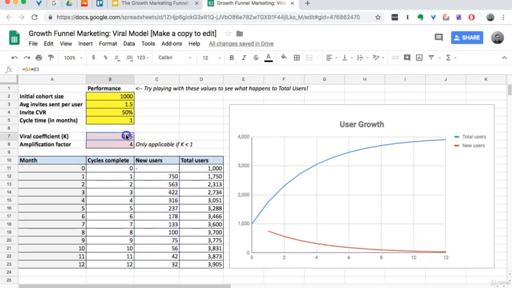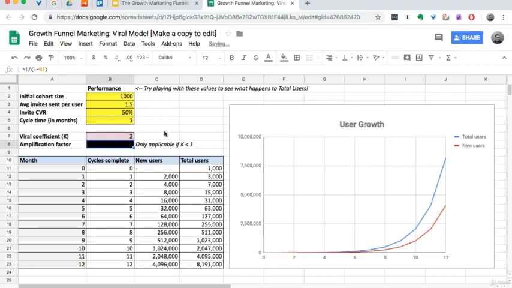However, if our viral coefficient is something like, say, 2, you have a very different looking graph where your total users is going up all the time and your rate of new user acquisition is going up all the time. So instead of getting smaller, this is getting bigger.